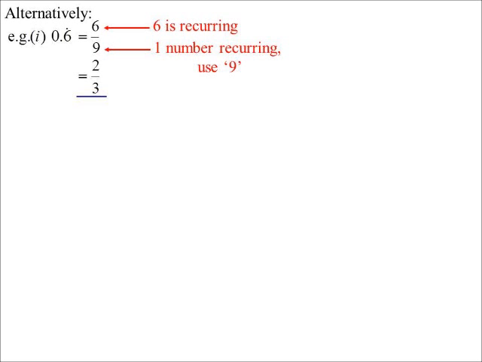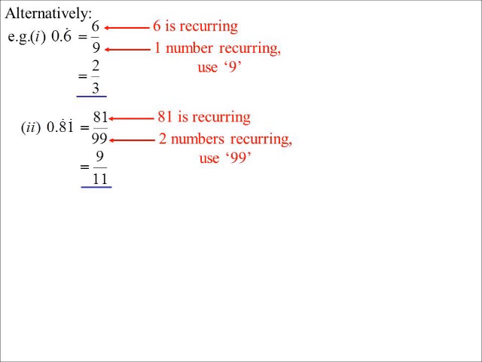0.6 repeater is 6 on 9. 0.5 repeater, 5 on 9. 0.4 repeater, 4 on 9. 0.3 repeater, 3 on 9. And so on and so on. So that's 2/3. 2 digits, I'll use the same idea. 81 on the top because it's 81 that is recurring. Now there are two numbers recurring, so I'm going to use 2 9s. And by 2 9s, I don't mean 18. I mean I'm going to write 2 9s down, 99. 81 on 99. There's the answer.